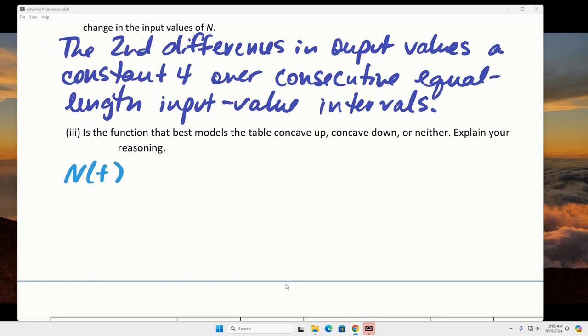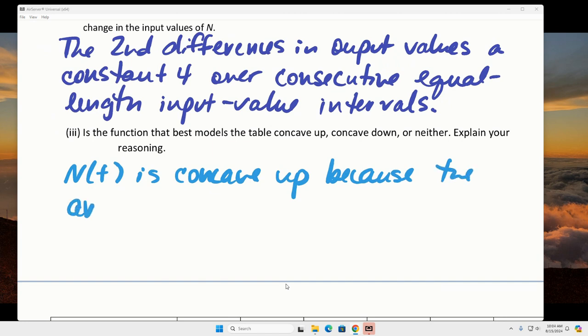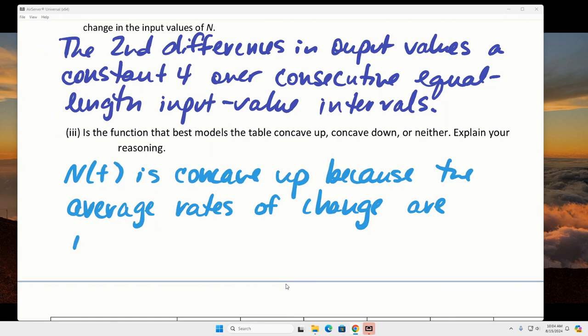So N of t is concave up because the average rates of change are increasing. So going from negative 20 to negative 16 to negative 12, that's getting larger every time. So this is going to be one of the parabolas that's concave up.